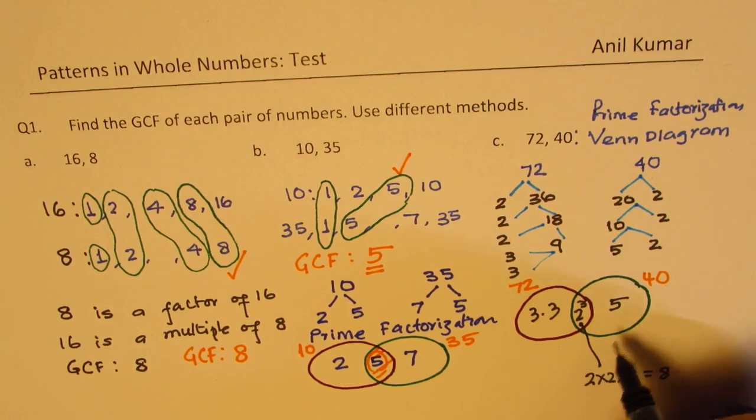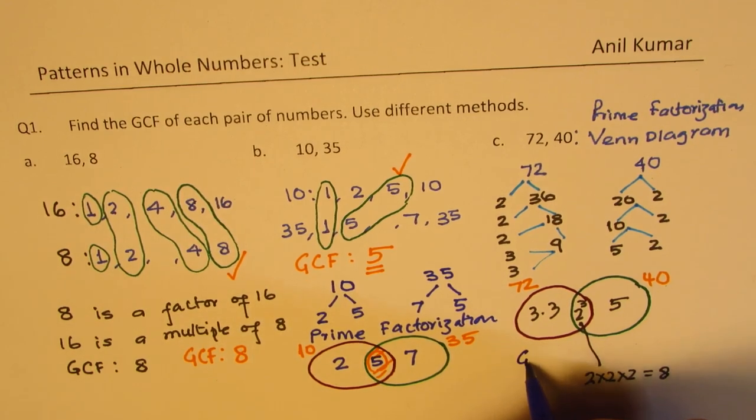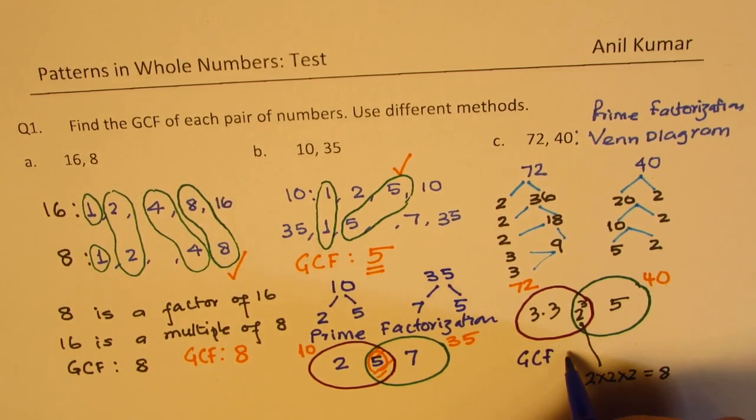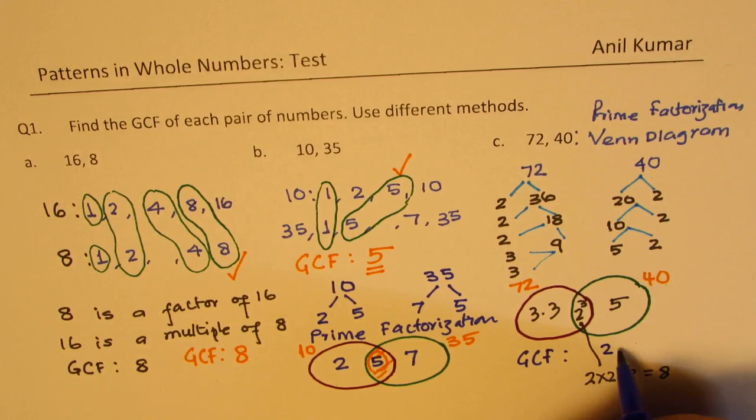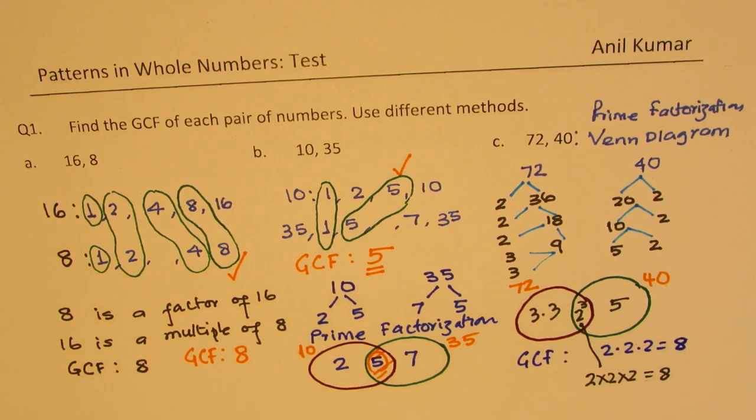Do you see that? So from here clearly, we get our result that the greatest common factor is 2 times 2 times 2, which is 8. So in the Venn diagram, you see it right in the middle, as shown here.